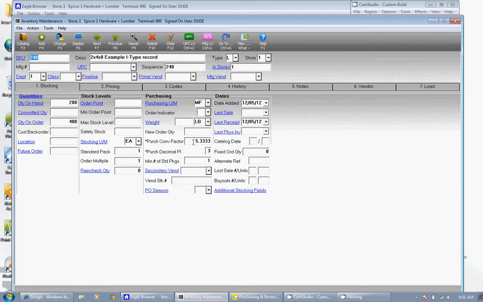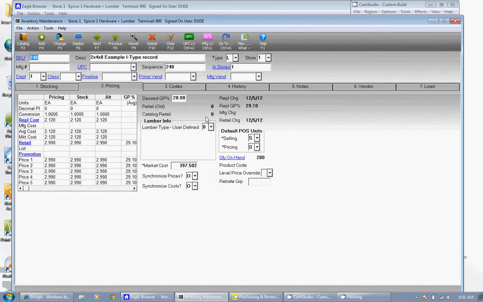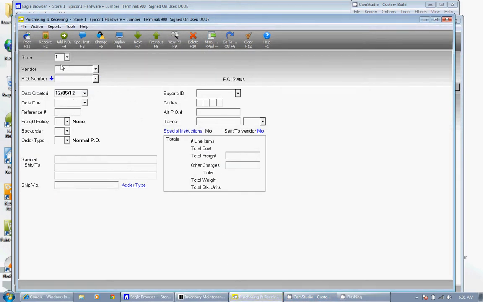I show a pricing unit measure of MF, 1,000 board feet, and a purchasing conversion factor of 5.333 of purchase decimal place of 3, indicating the price per thousand, 5.333 indicating 5.3333 board feet in a stick. Notice that the pricing information in all the columns is each, and notice that the lumber type currently is 0. So I'm going to go over to purchasing and receiving and create a purchase order.